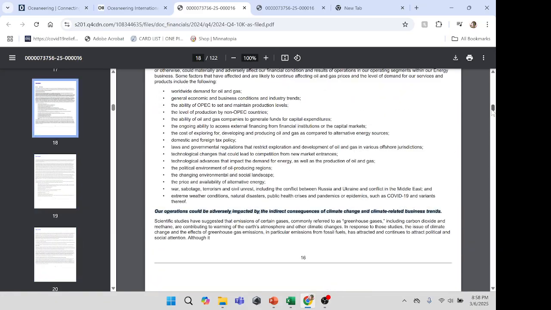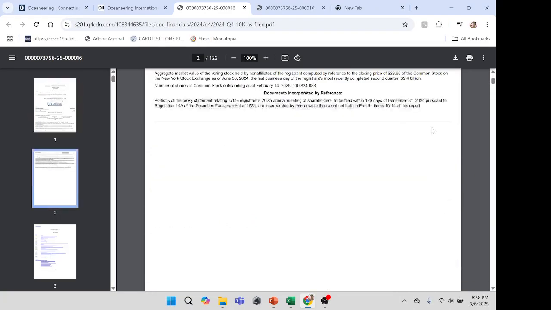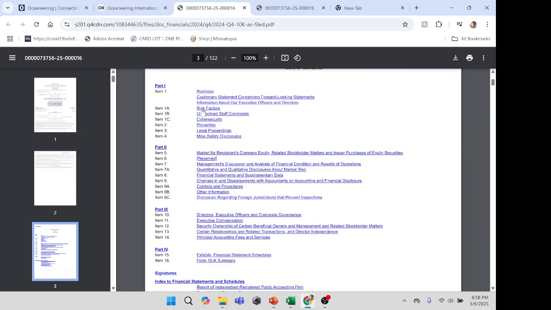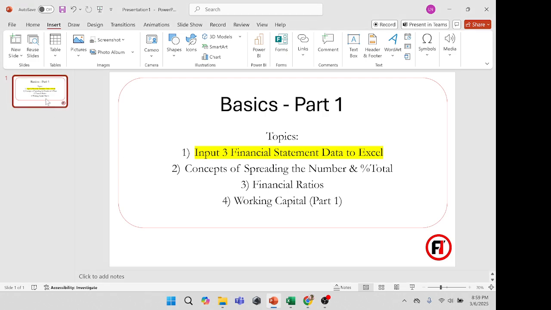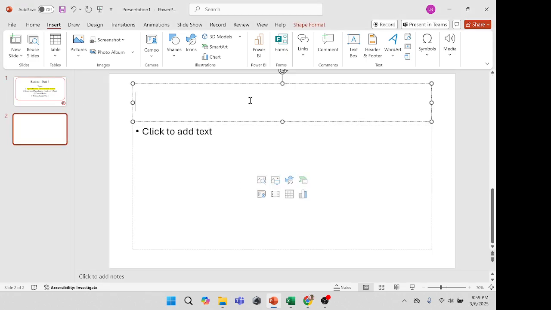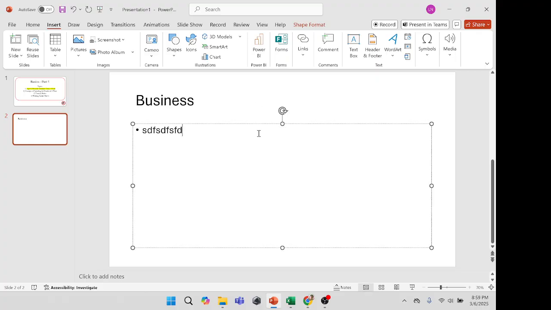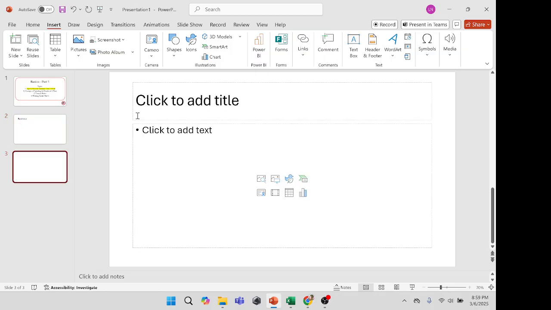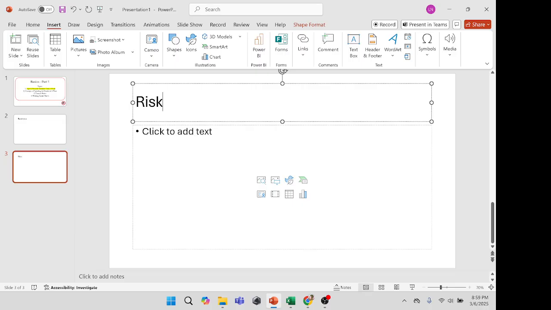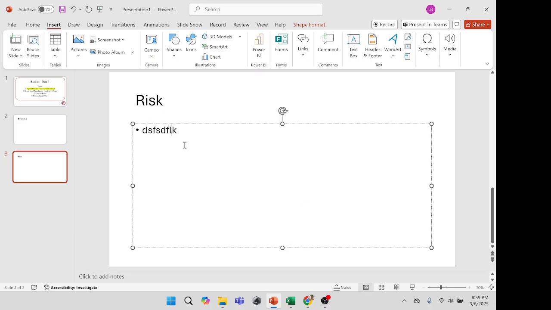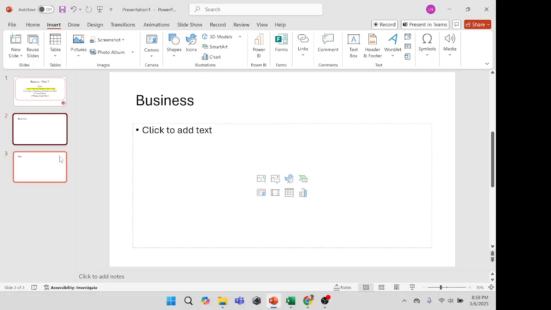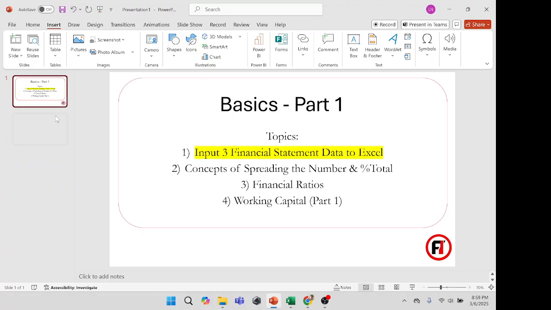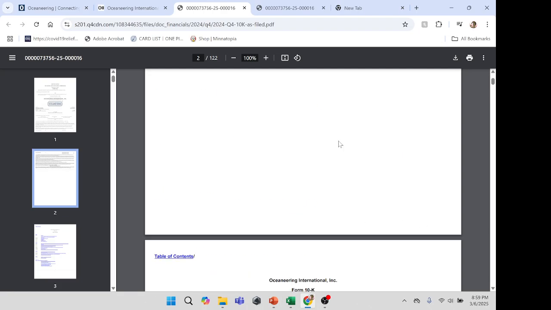Really, when you start reading about these business and risk factors, that's how you could fill out your presentation where you talk about the business of a company. You're gonna have such and such bullet points, and then you also have a slide about the risks associated with the company. So that is how I would read about this case study.